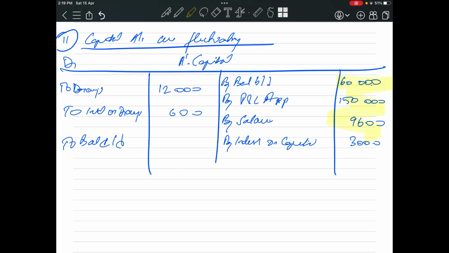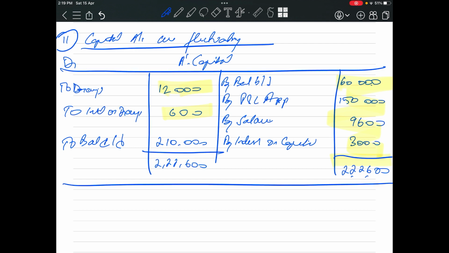Now the balance will change to balance C/D. So you add all this. How much did you get? 60,000 plus 1,50,000 plus 9,600 plus 3,000. The total is 2,22,600, and you have to deduct 12,600. So what is the balance of the capital account? 2,10,000. Simple. So we have prepared capital account of A when it is fluctuating.